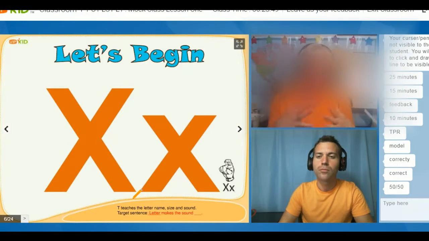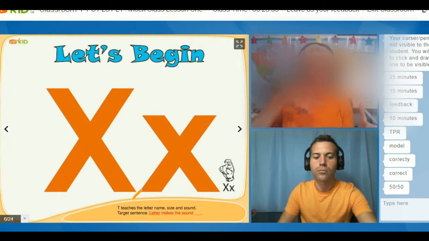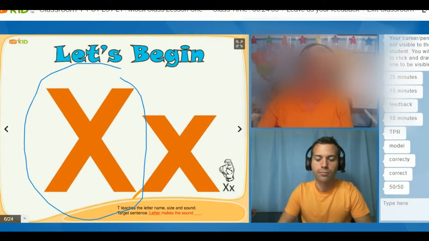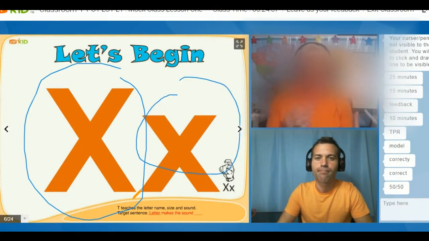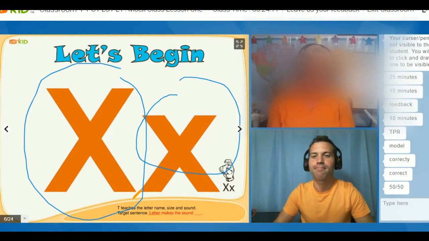Perhaps a little bit more extension here. You could have had the student circle big X. So even though you're showing the student the small and the big X, let's see if the student can then identify. So just circle big X. Maybe spend a little more time on the slide, circle small x, and that might have extended the lesson a little bit, seeing that the student can identify both.